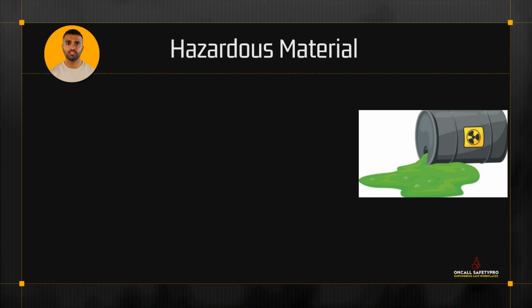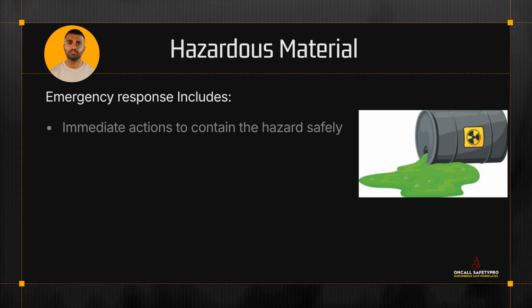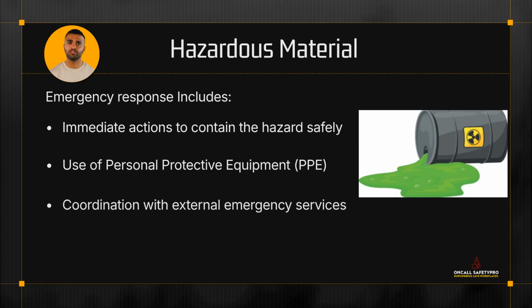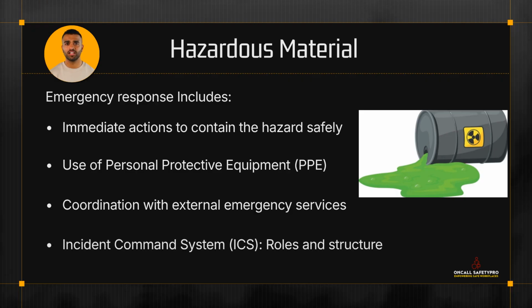Hazardous materials pose serious risks in the workplace, making emergency response plans essential. Emergency response for hazardous material emergency should include containment procedures for how to handle spills, leaks, and exposures safely. Proper personal protective equipment, or PPE, that must be worn to protect against hazardous material. Coordination with external emergency services when necessary. Lastly, an incident command system which outlines assigned roles and response efforts.